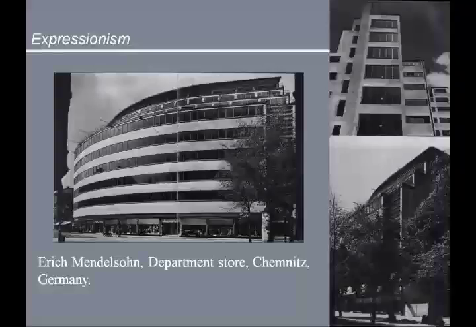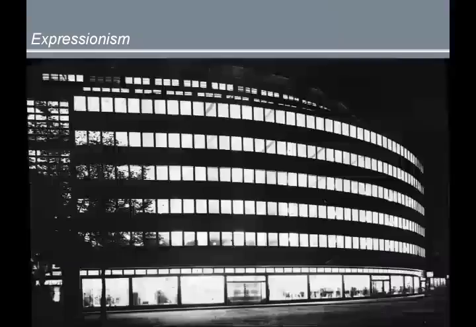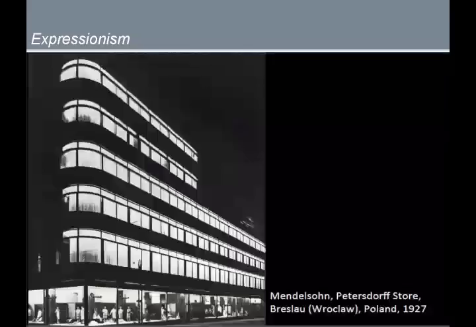For example, his department store in Chemnitz, Germany. Mendelsohn was fascinated by the power of light in architecture, and so here we see the sweeping curve in the facade of a department store. The modernist composition is very interesting. So the long horizontal lines, the very systematic, sort of prefabricated modular qualities of the elevation, very, very modern. But the effects at night, so this is where the expressionism comes in. The effects at night are quite stunning, with the long lines of lit windows swooping around the corner and down the street.